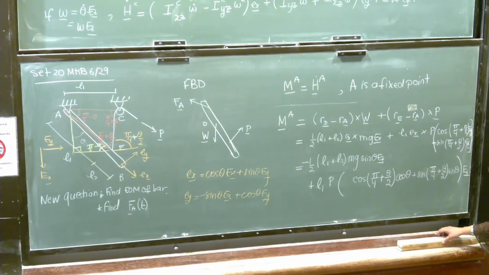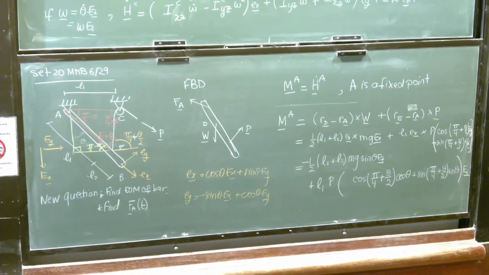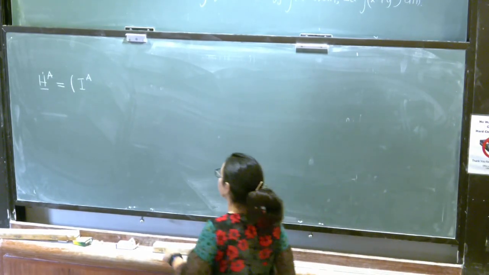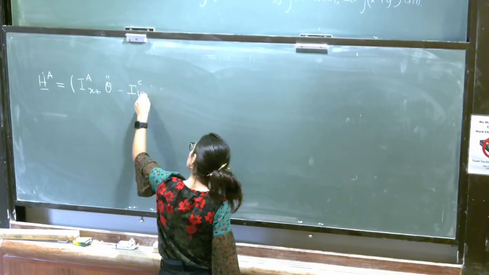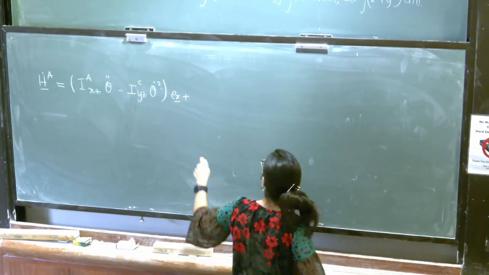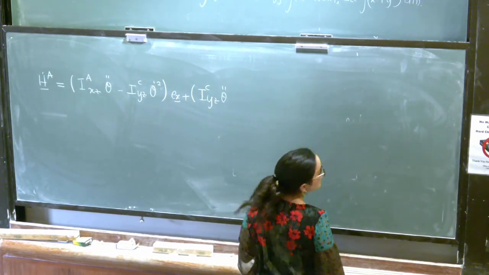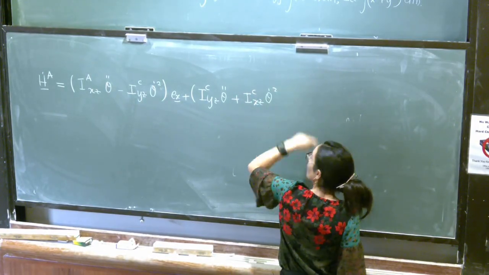Okay. Now I want to go to the other side of the equation, calculate the angular momentum h dot A. Okay, so h dot A, same expression as h dot C, is going to be IAXC omega dot, which is theta double dot, minus ICYZ theta dot squared EX plus ICYZ theta double dot plus ICXC. Okay, now it's going to be A, not C.